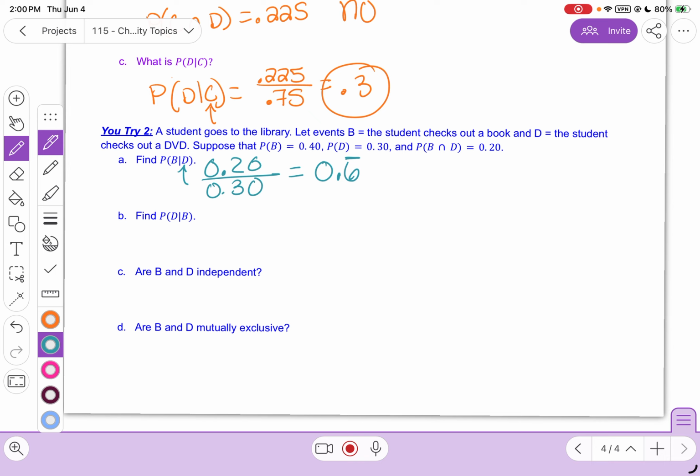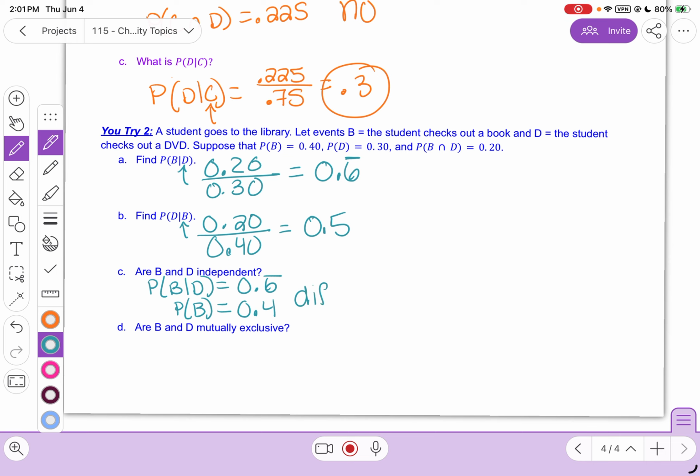Find the probability of D given B. So on top, we still have the both, D and B. But this time on the bottom, we have B. So 0.40. So 0.2 divided by 0.4 is 0.5. Are B and D independent? So I can use either of these. If I choose A, we said B given D was 0.6 repeating. I would compare this one to B, which was 0.4. Those are different, so they would be dependent. If I had compared the other one, I would have compared that to 0.3, which is still different and dependent.